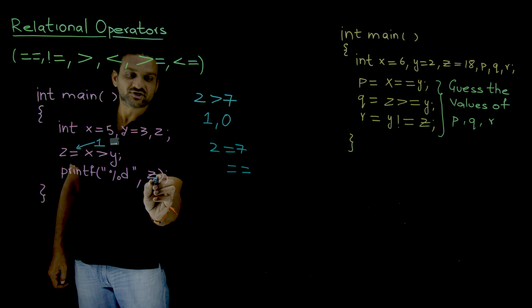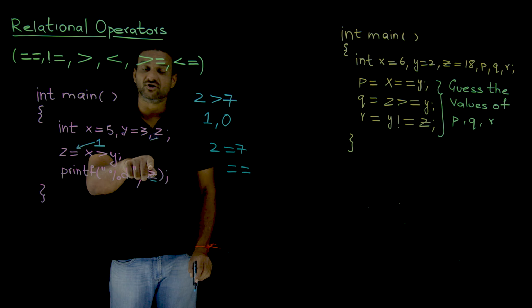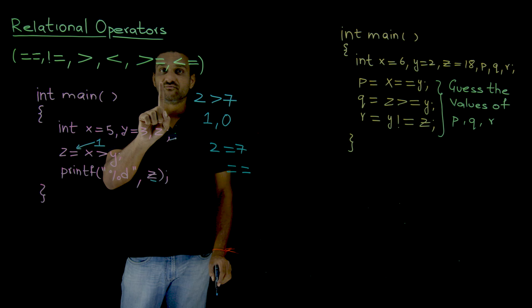Now if you printf, what is the value that will get printed? It is going to print z, the value of 1. The value of z is 1.